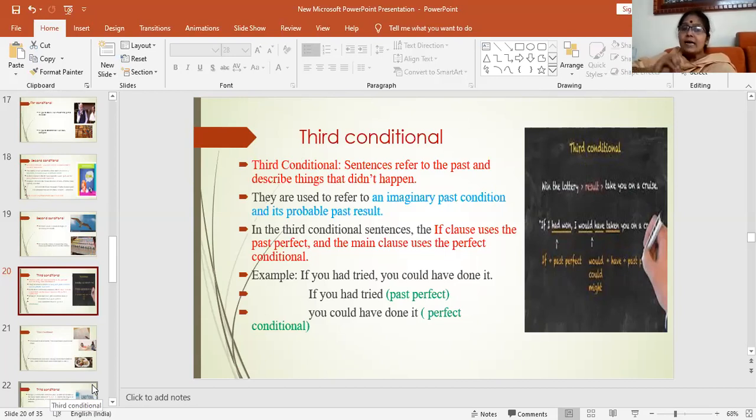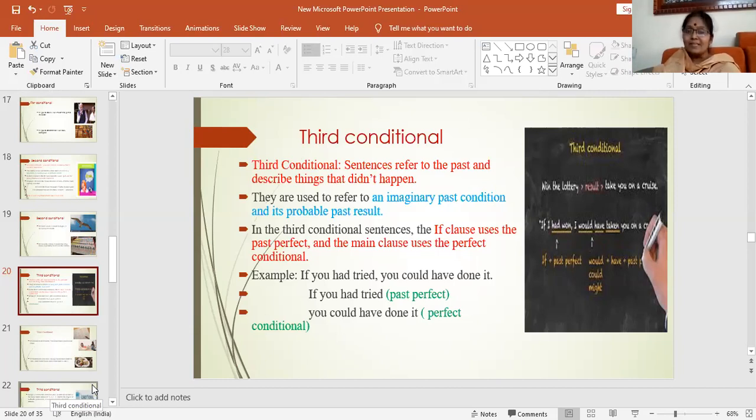So in the third conditional sentences, the if clause uses the past perfect and the main clause uses the present perfect condition, right? The if clause uses the past perfect and the main clause uses the present perfect. Let us understand this with a beautiful example. If you had tried, you could have done it. If you had tried is in past perfect, you could have done it is in present perfect condition.